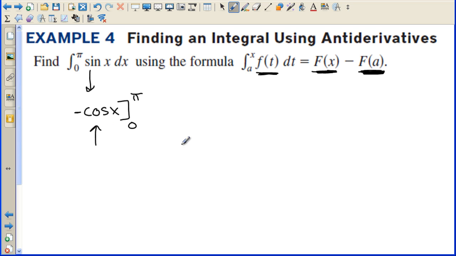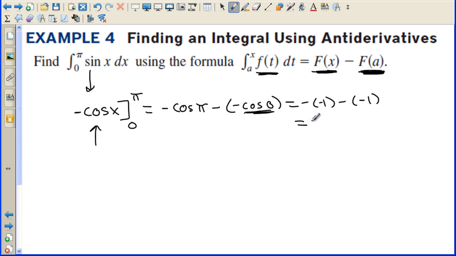So that is the antiderivative right there, negative cosine of x. So to evaluate this, we plug in the top value. You plug in x first. So we have negative cosine of pi minus negative cosine of the lower value, 0, which is equal to, let's see, cosine of pi is negative 1, so negative negative 1, and the cosine of 0 is 1, so minus negative 1, because just the cosine is 1 right there. So we have 1 plus 1, the actual value is 2.